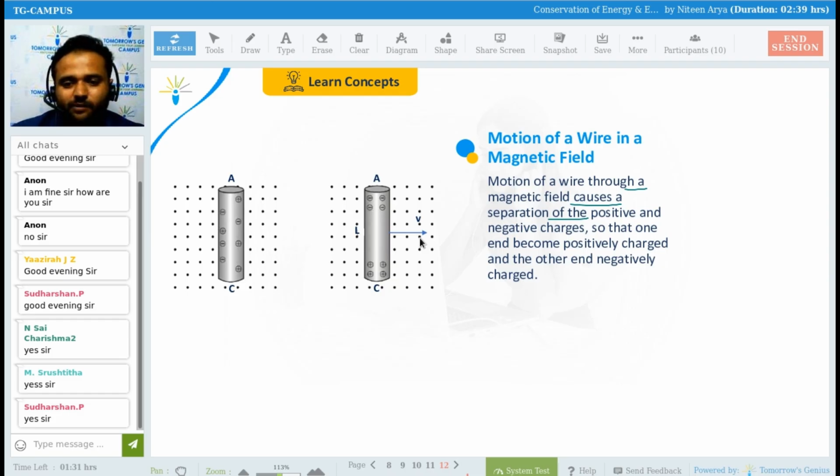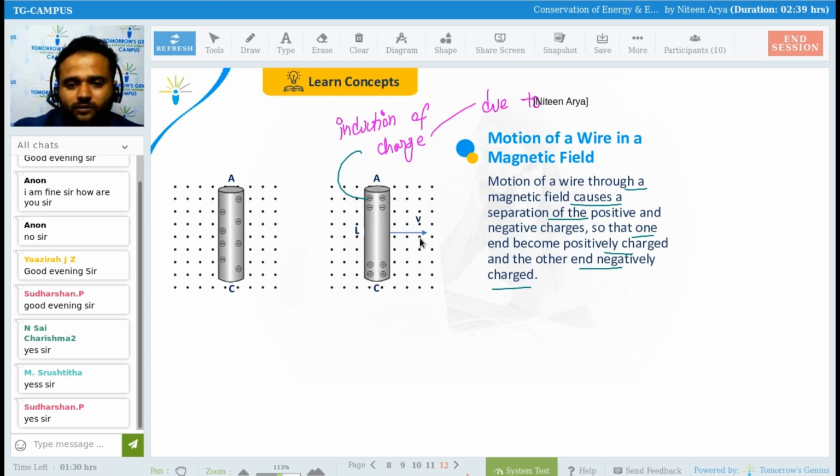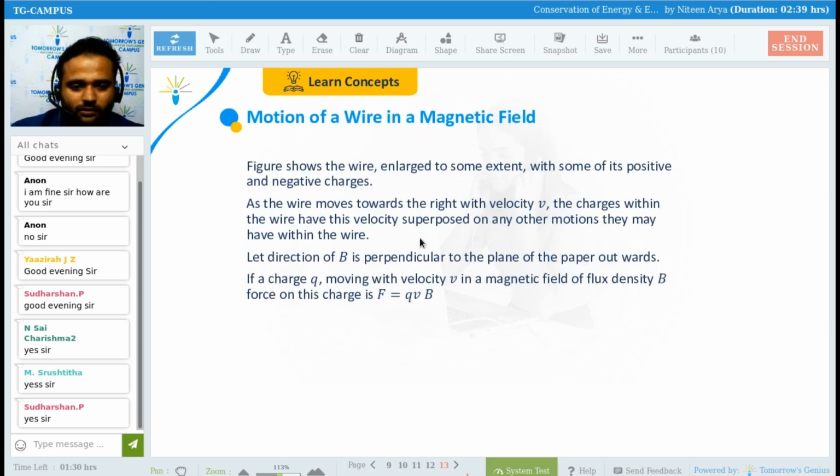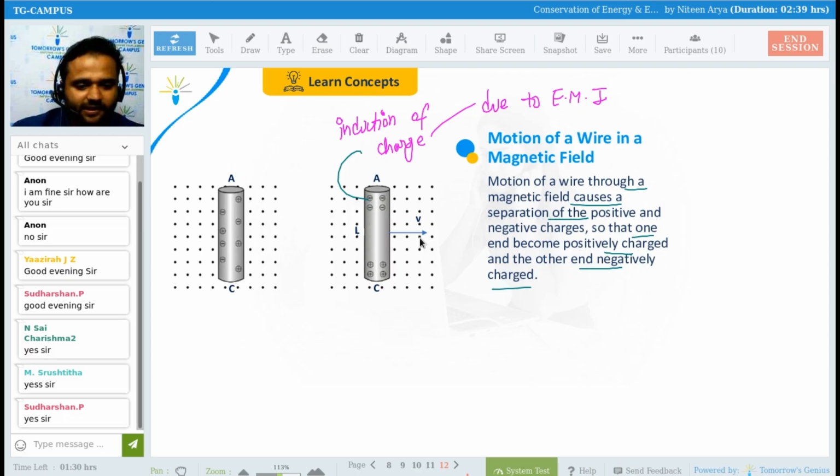So one end becomes positively charged and the other end becomes negatively charged. Is this clear? And that is the induction. This particular thing is induction. Induced charge. Induction of charge due to EMI. Is this clear, everyone? Turn on your cameras, everyone. Is this clear? Good. Okay. Is this clear now?